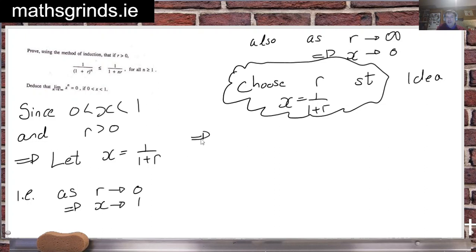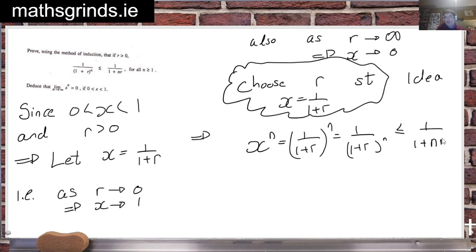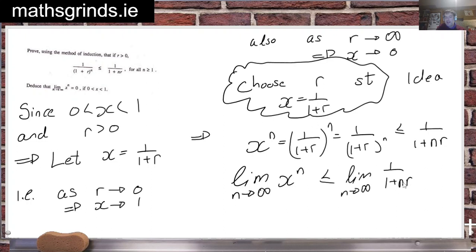So then that would mean x power n would equal 1 over 1 plus r power n, which would be less than or equal to 1 over 1 plus n(r). So then the limit as n goes to infinity of x power n will be less than or equal to the limit as n goes to infinity of 1 over 1 plus n(r). As n goes to infinity, this becomes 0.